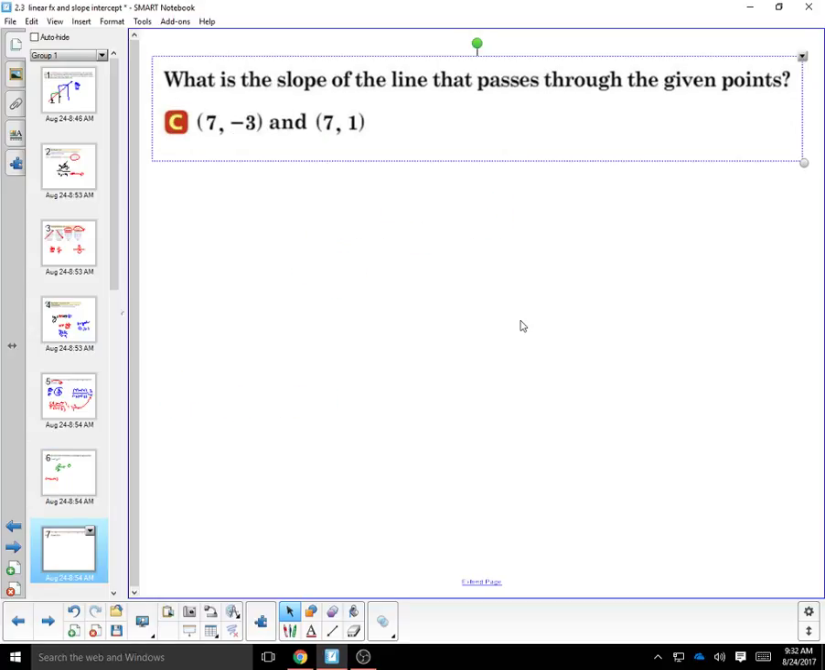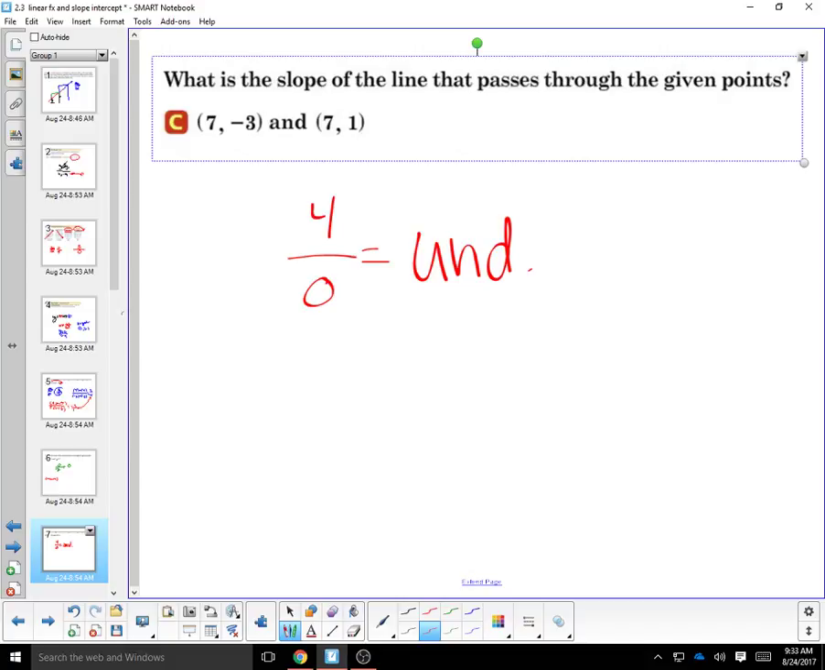Okay? Look at this. If I go 1 minus a negative 3, that's a 4, isn't it? And 7 minus 7? What's my slope? Undefined. So what would the graph look like? Maybe a vertical line like this. Whoa! Any idea where?